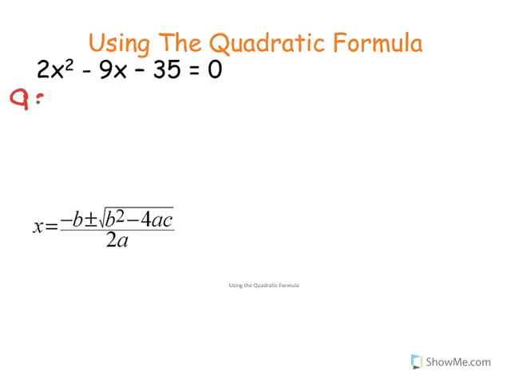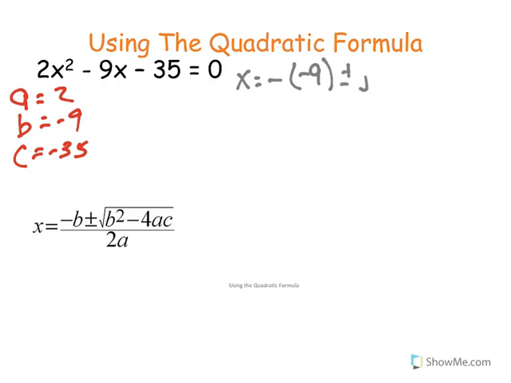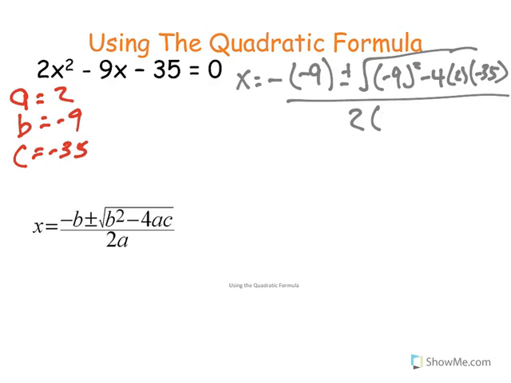So I'm going to say that a is 2, and b is negative 9, and c is negative 35. So now I'm going to go to my quadratic formula. x equals negative 9, plus or minus the square root of b, which is negative 9 squared, minus 4 times a, which is 2, times c, which is negative 35. And that's all going to be divided by 2 times a, which is 2.